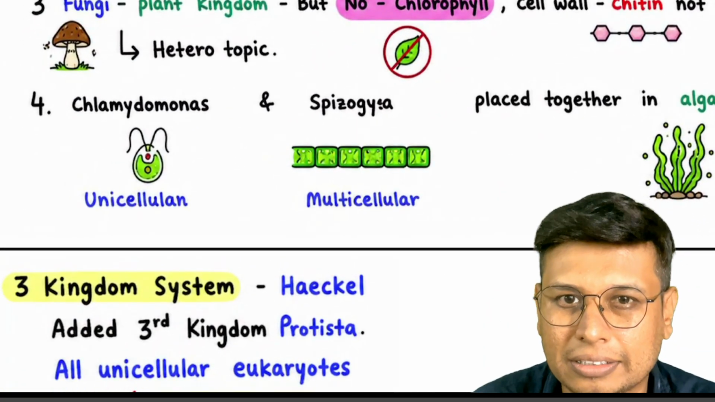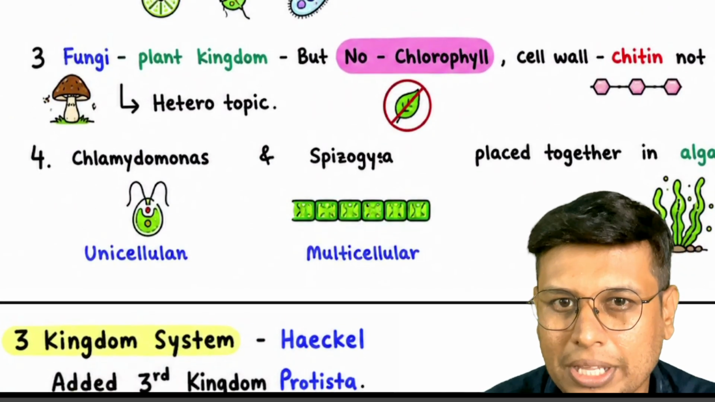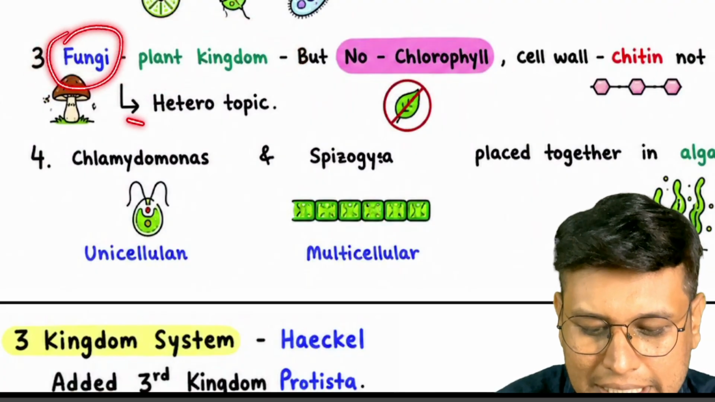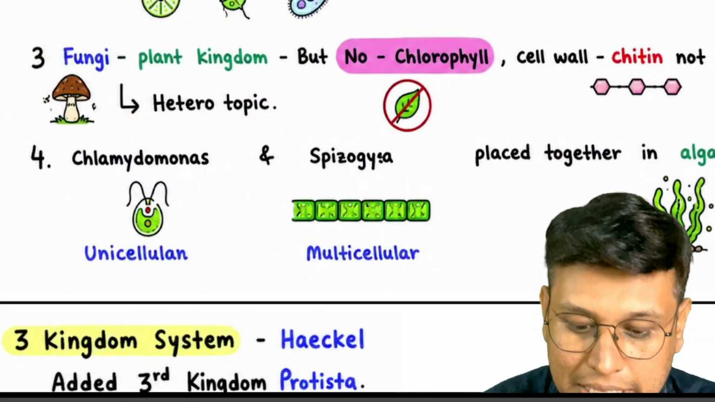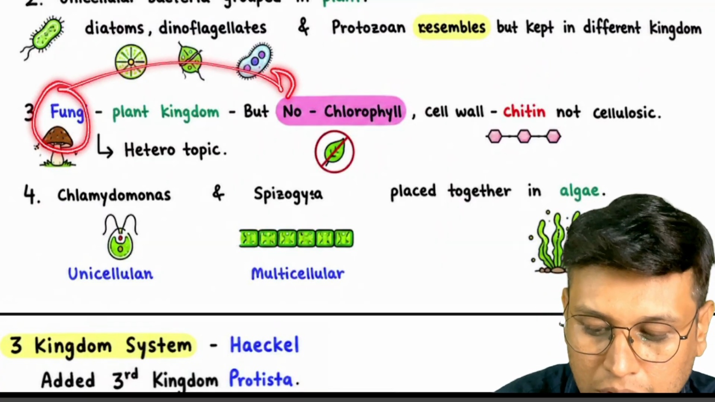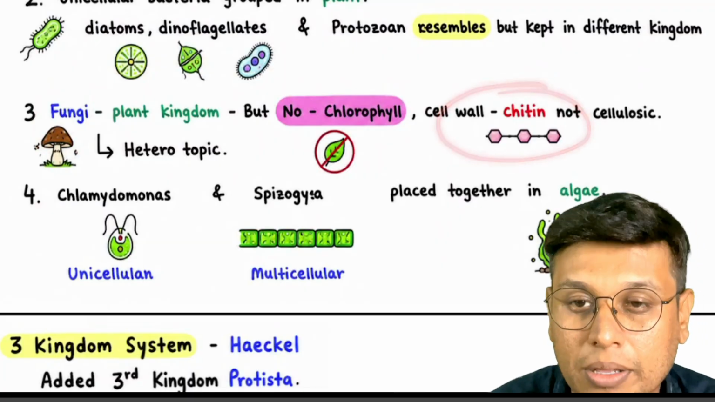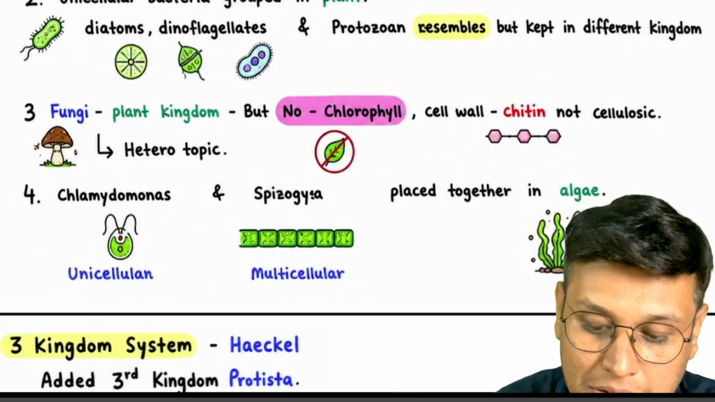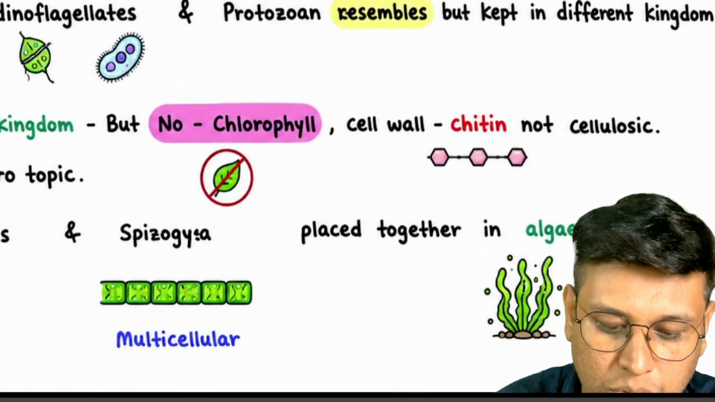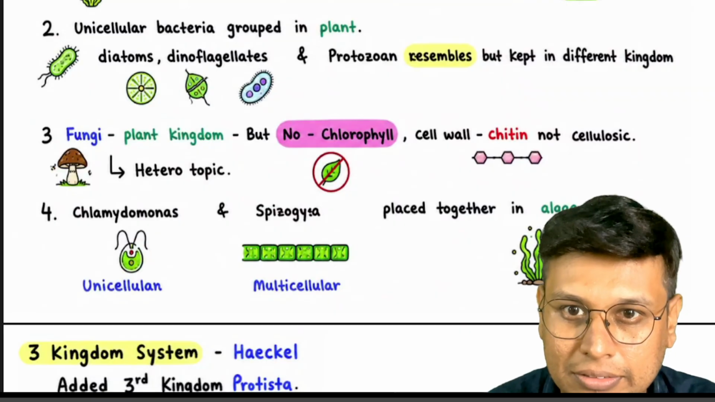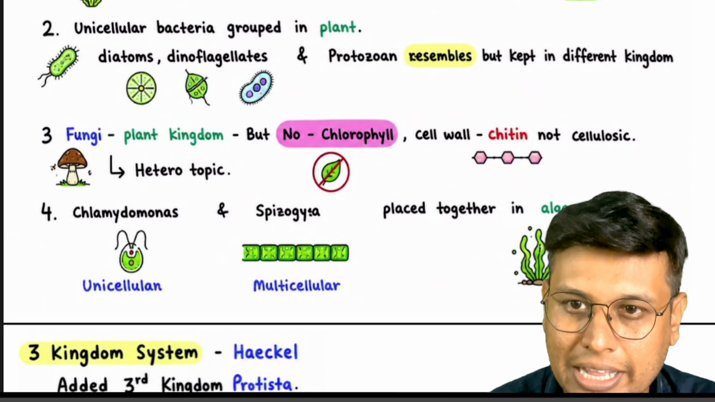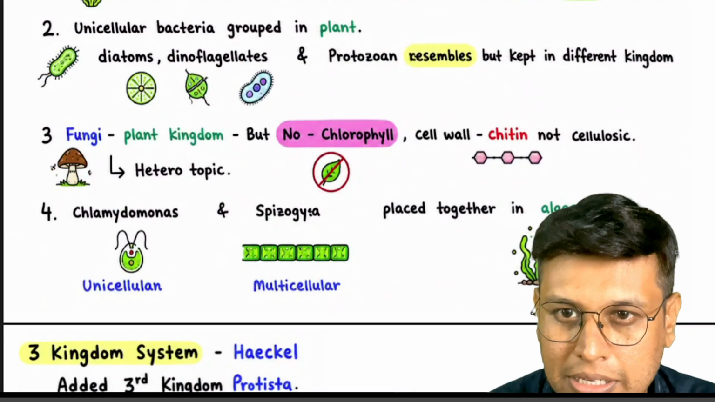Third one is fungi. Now what is happening in fungi? Fungi is put in the plant kingdom. Fungi is heterotrophic, while the plant kingdom is majorly and mostly autotrophic. Fungi does not have chlorophyll and its cell wall is made up of chitin, and this chitin is non-cellulosic. So fungi are heterotrophic, do not have chlorophyll, and the cell wall composition is different. It contains chitin, not cellulose, as is mostly present in plants.